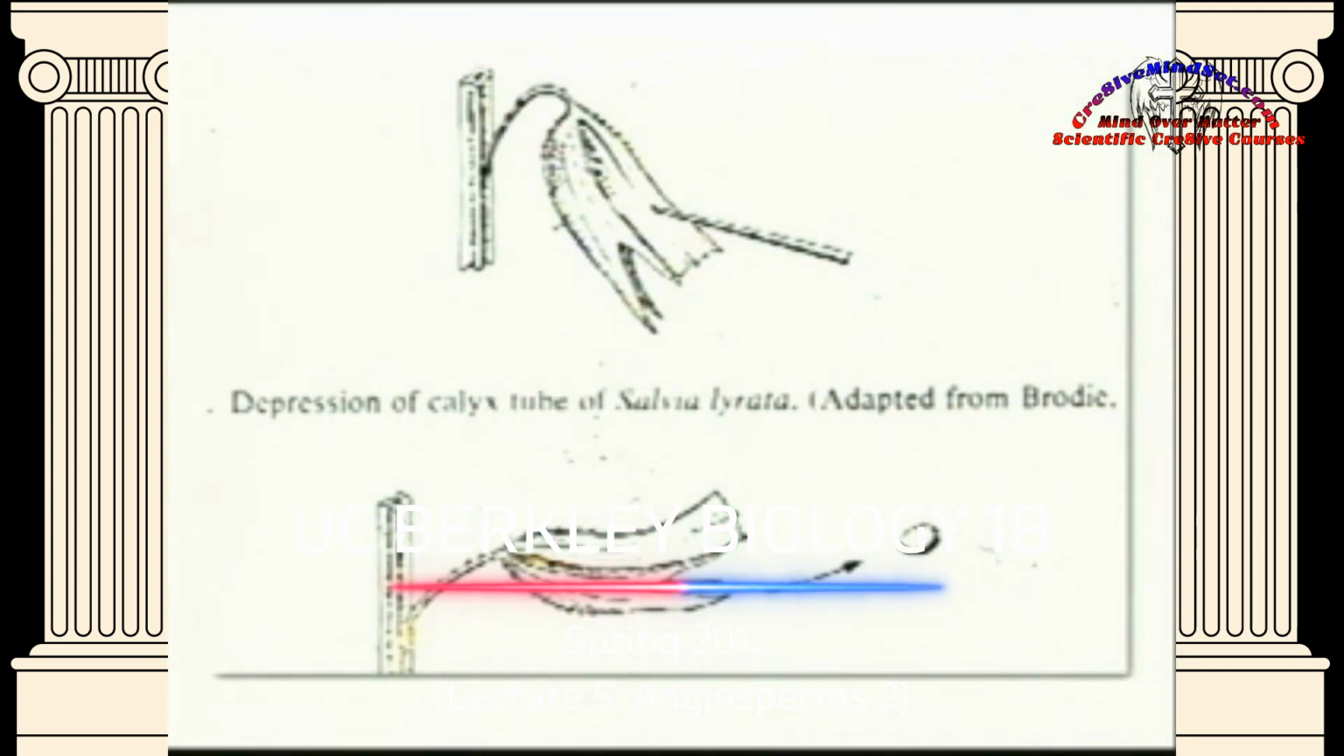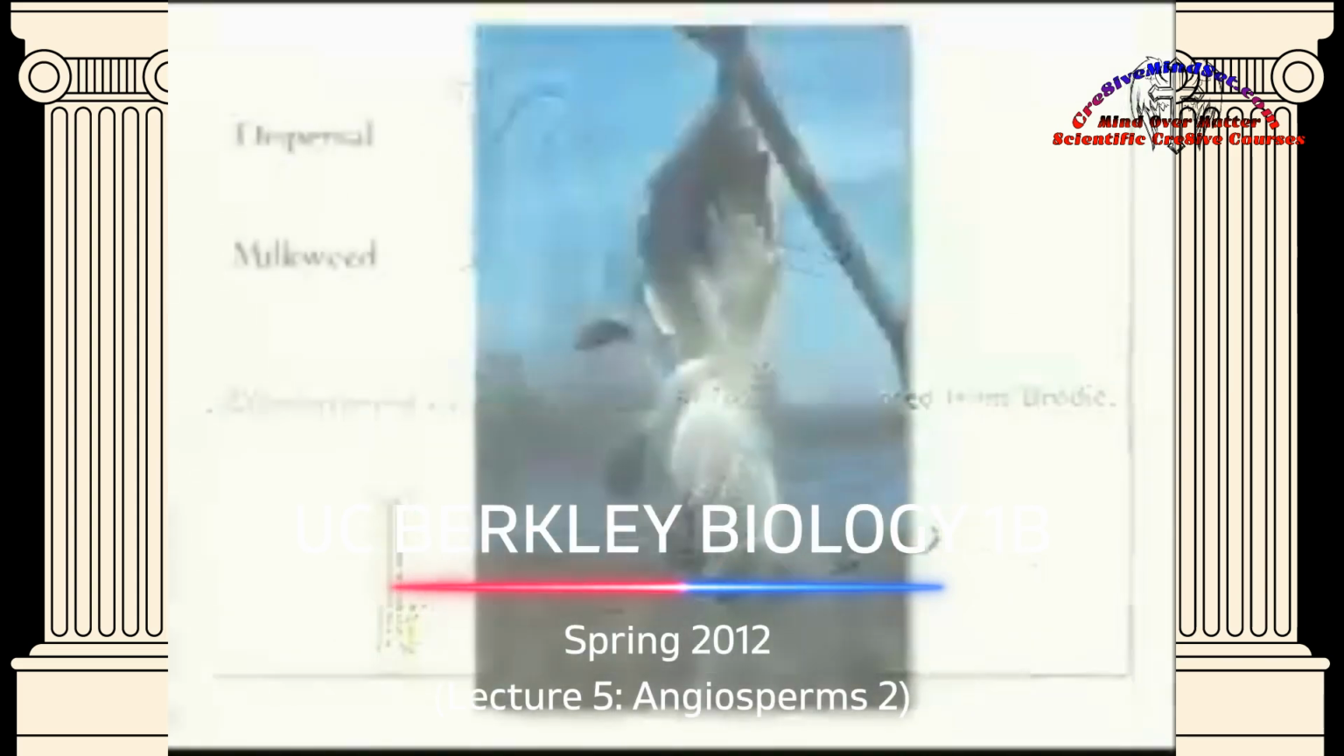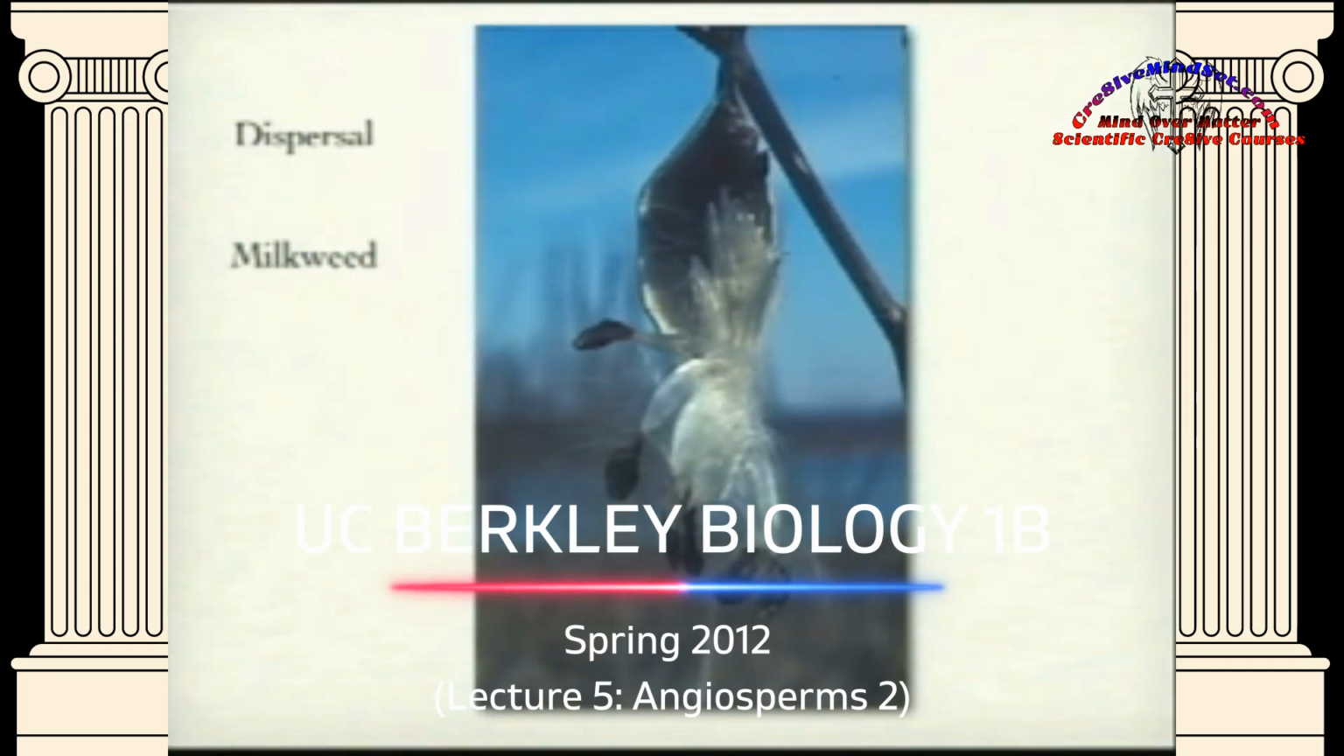Here's another example of a plant. This is a salvia, which is a plant that grows in California. It has its seeds already formed, and these are sepals probably on the outside. And if you touch it, you release a trigger spring, which then causes the seed to shoot out and go some distance. Here's an example of a seed which is dispersed by wind.